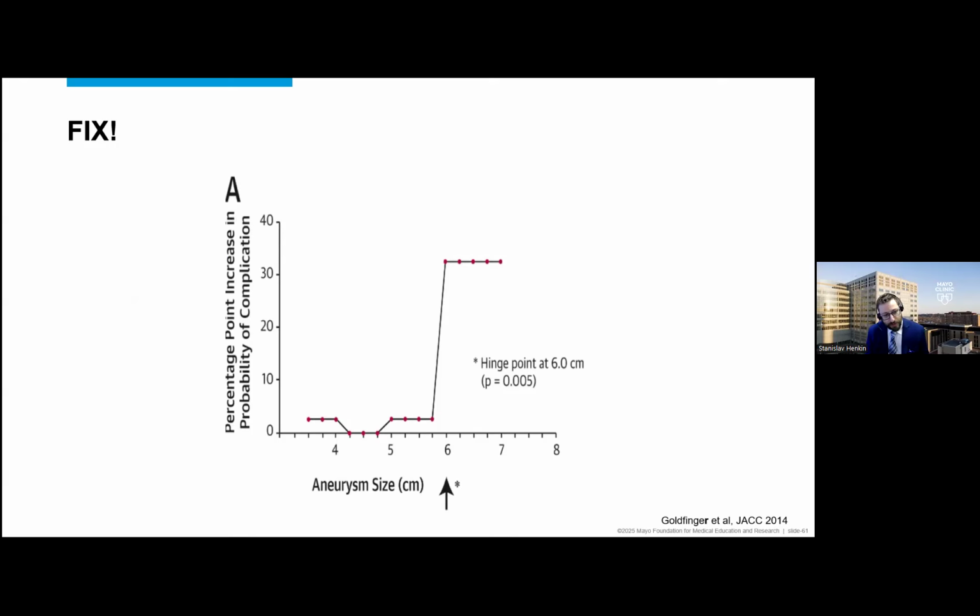And they suggested that there is a sharp hinge point at 6 centimeters, and that's where the guidelines of 5.5 centimeters came from. You want to intervene before 6 centimeters. There's nothing crazy about this.